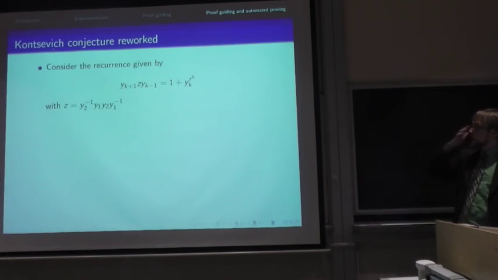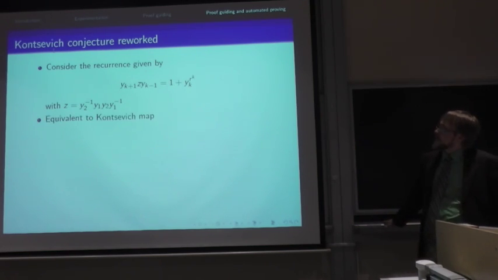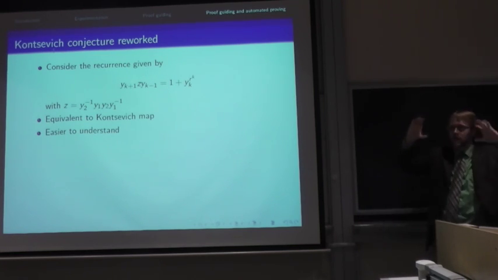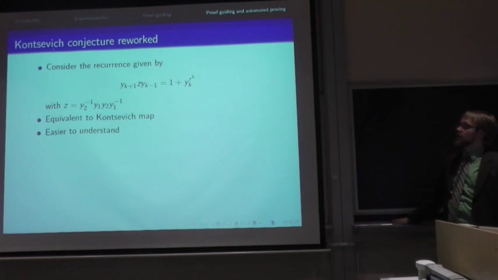And so one way that we can kind of rework things is that it turns out that this reworking is equivalent to the Kontsevich map. And it's a little bit easier to understand. Instead of having a sequence of ordered pairs, we're only working with a single sequence of these non-commutative polynomials.